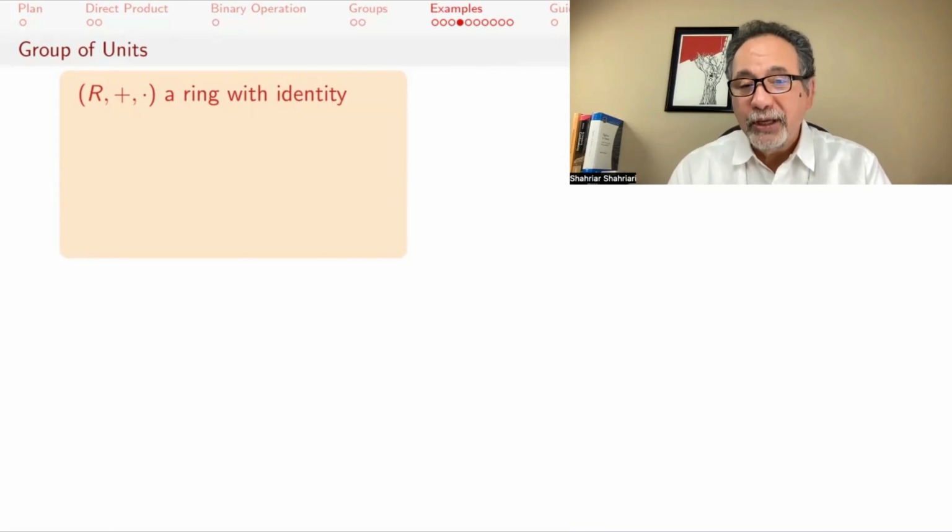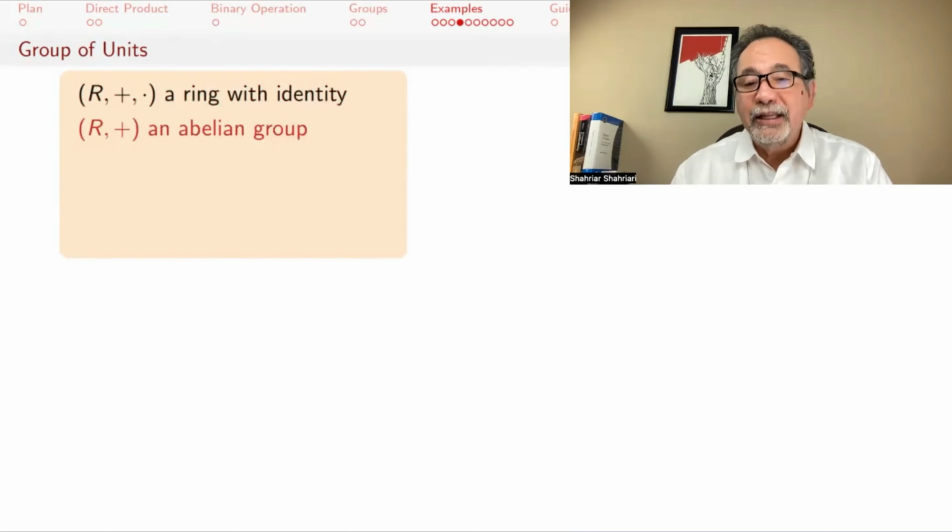We have been talking about rings as examples, but let me formalize that. What's a ring with identity? It means that R with addition is an abelian group.